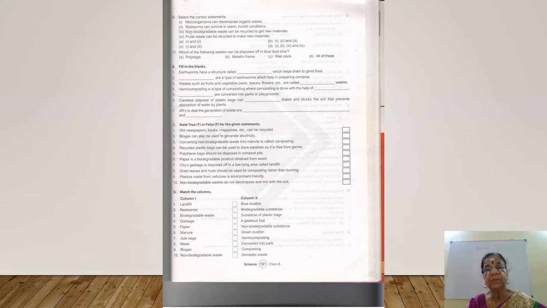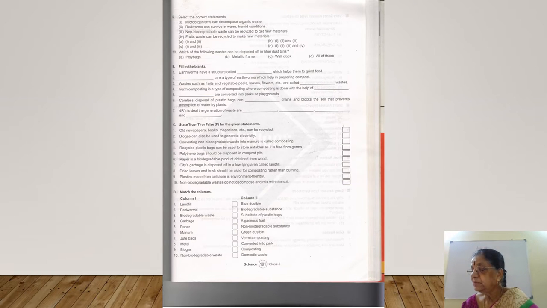This is just a 1 mark question. Follow along. Select the correct statement. Multiple choice. Microbes can decompose organic waste. Redworms can survive in warm, humid conditions. Non-biodegradable waste can be recycled to get new material; these are suitable for recycling. Fruit waste can be recycled to make new material; this is biodegradable, so not suitable. So the answer is 1, 2 and 3. That is the correct statement, option B.